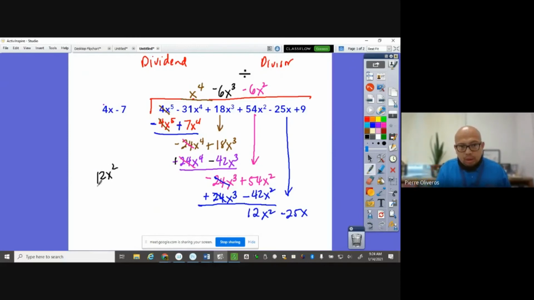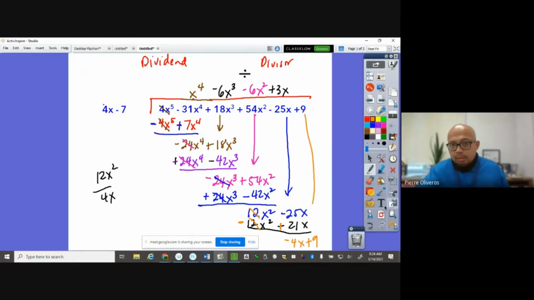12x squared divided by 4x. That will give us 3x. So 12x squared minus 21x. And again, we know that this will be negative, this will be positive, this will cancel out, this will give you negative 4x. Drop the positive 9 there.